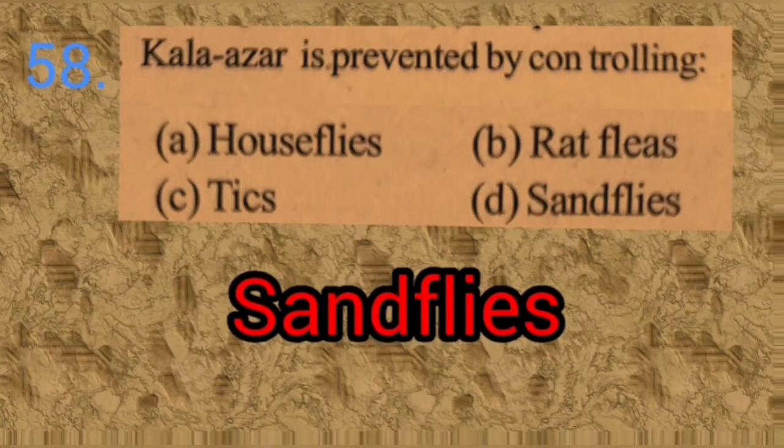Kala azar is prevented by controlling option A, house flies, option B, rat flies, option C, ticks, option D, sand flies. Kala azar is prevented by controlling sand flies.